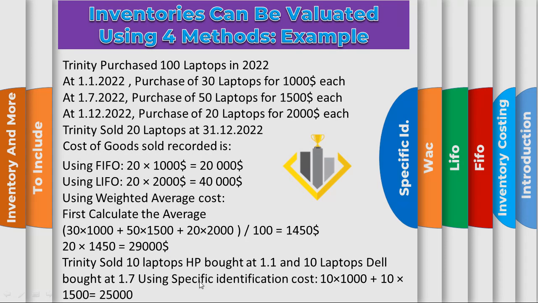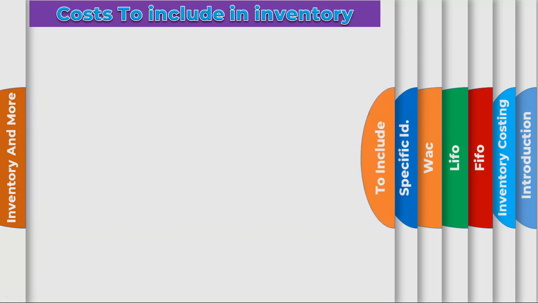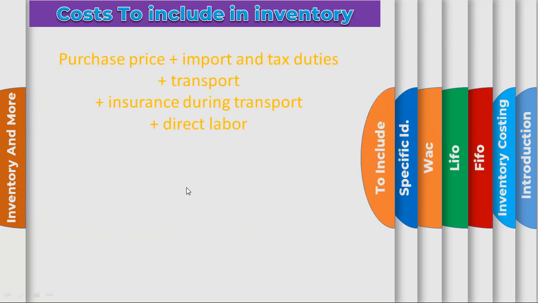Now let's have specific identification. This is best for jewelry. Trinity sold 10 laptops HP, bought at 1.1, and 10 laptops bought at 1.7. So we have 10 laptops times 1,000, and 10 laptops times 1,500 equals 25,000.